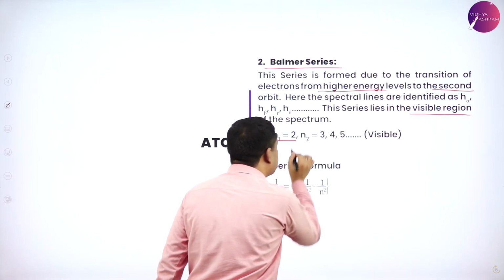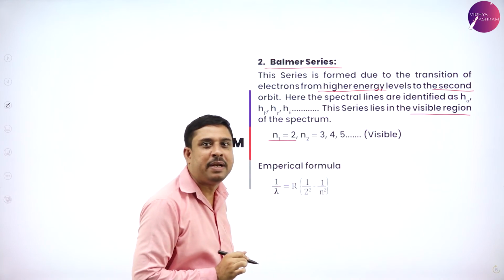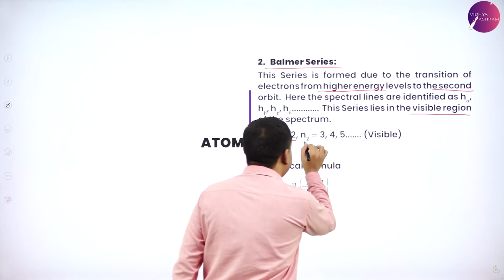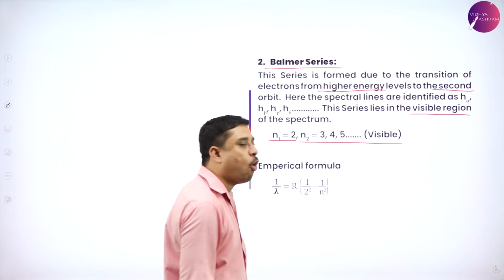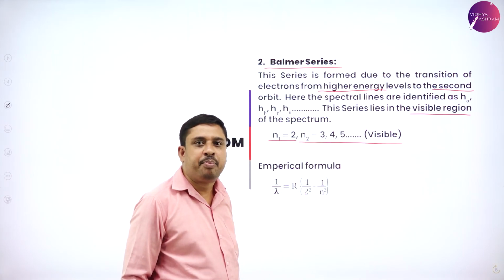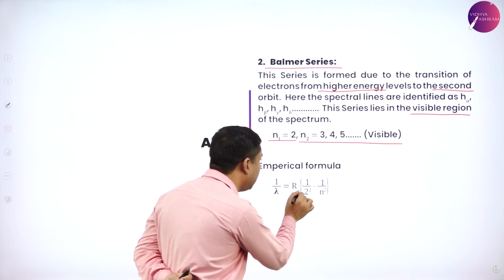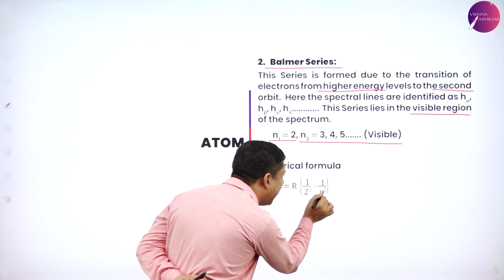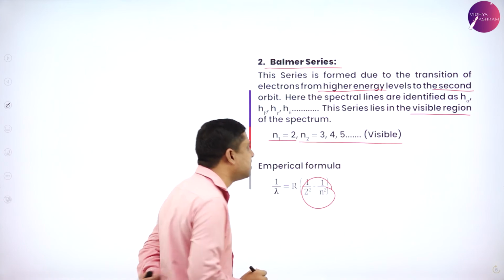So this is present in the visible region. Here N1 is 2, the transition is happening to the second orbit. N2 is 3, 4, 5, etc. And this is the empirical formula. N1 is 2, and N2 is generalized.